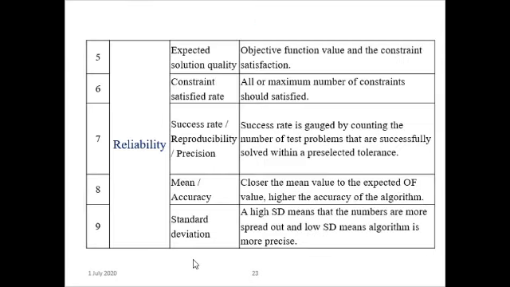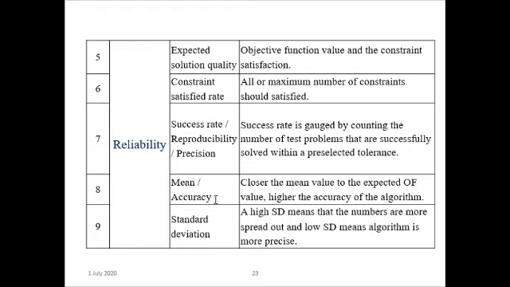In the second category, reliability, there are 5 qualities. The first is expected solution quality, including both the objective value as well as the constraint satisfaction rates. The second is the constraint satisfied rate. Sometimes many or few constraints may or may not be satisfied, and sometimes all constraints are satisfied, so it is considered a separate quality. The third is the success rate. This is judged with a pre-selected tolerance value, which I have taken as 10 raised to minus 5.